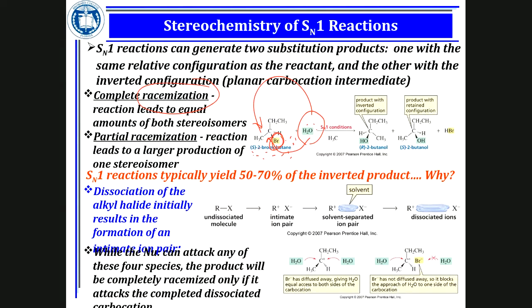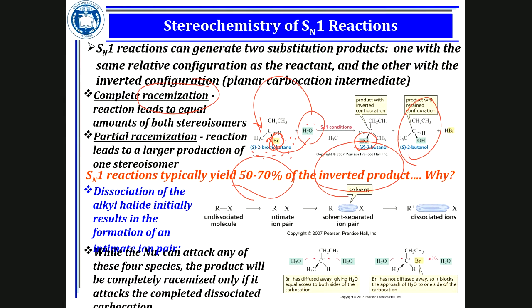So you might get more of the product that is coming from backside attack, less with the retention, more of the inversion. So you could get more percentage of the inverted product. And if it says 50-70, that really depends on how fast the Br is leaving, how bulky the leaving group is, and what the electron density is. But the inverted product is going to be more. So it depends on where the halide is located.